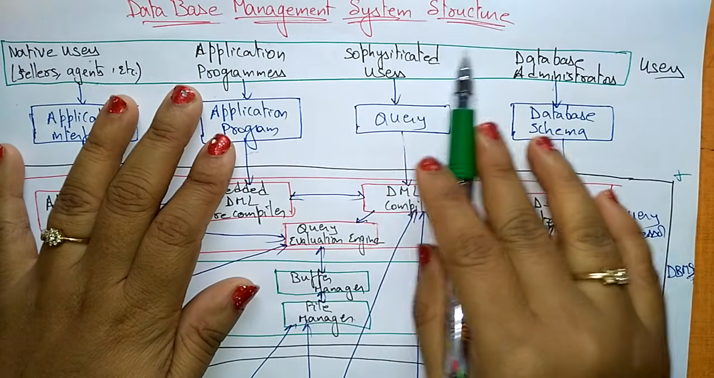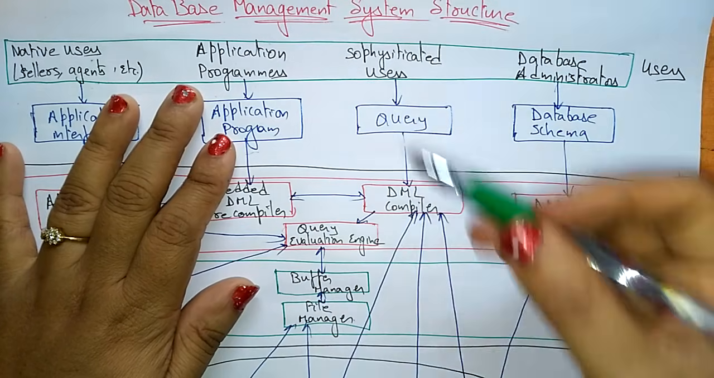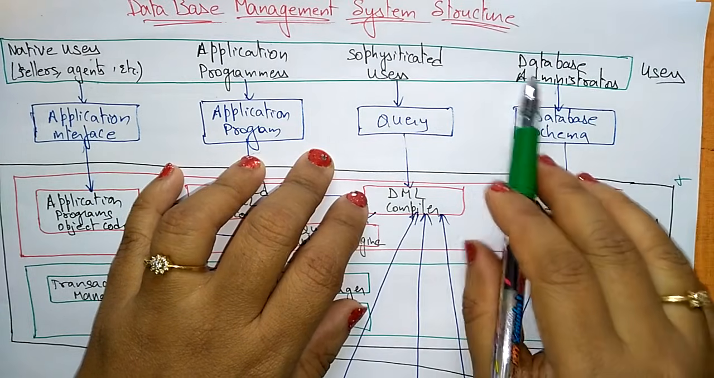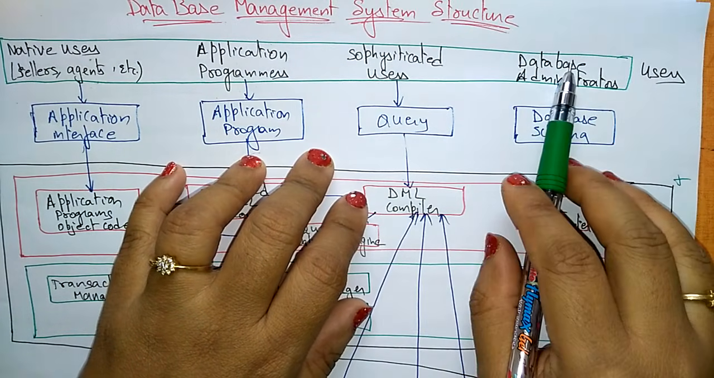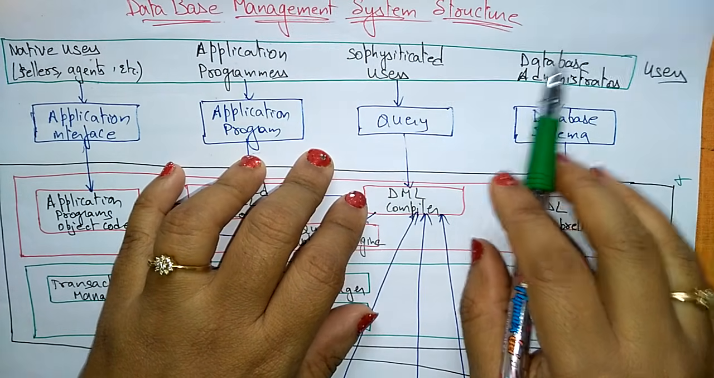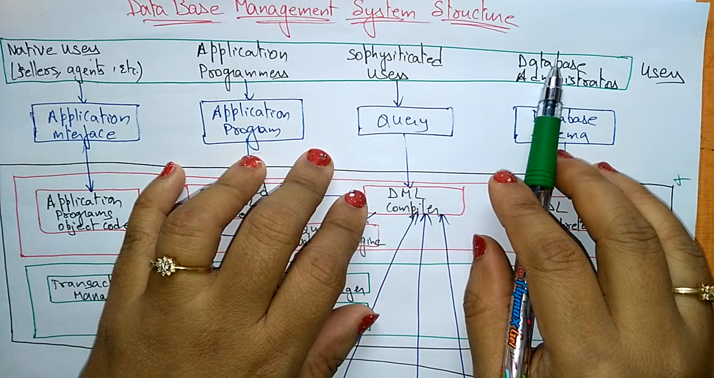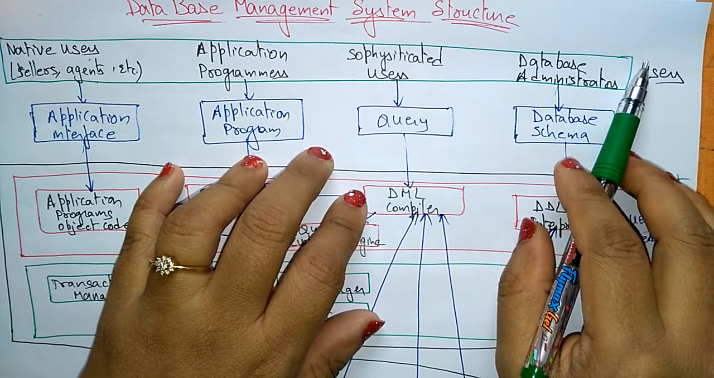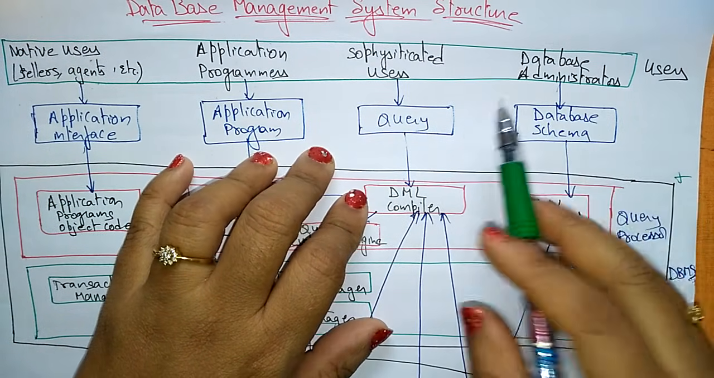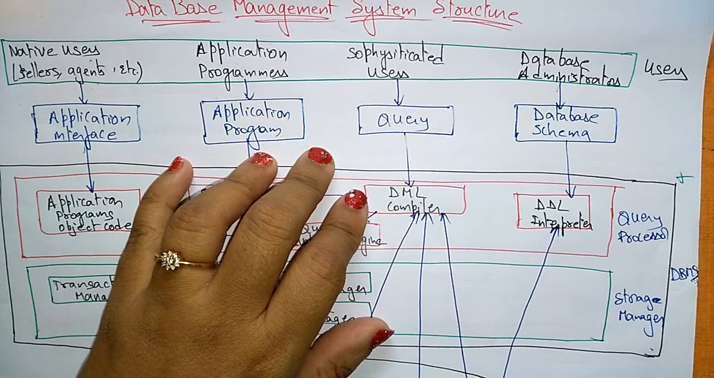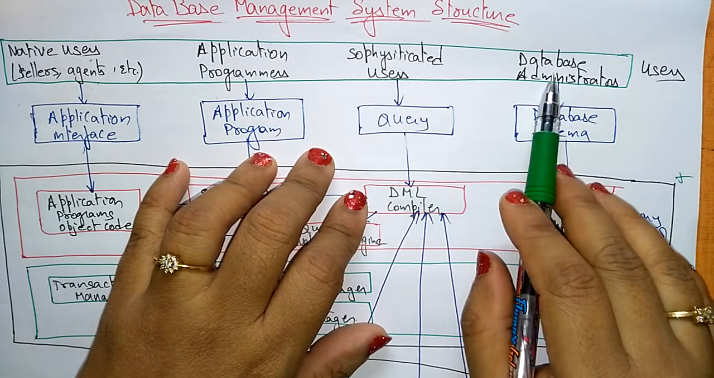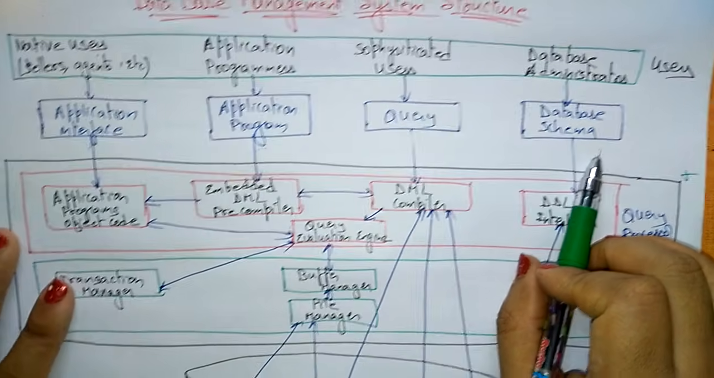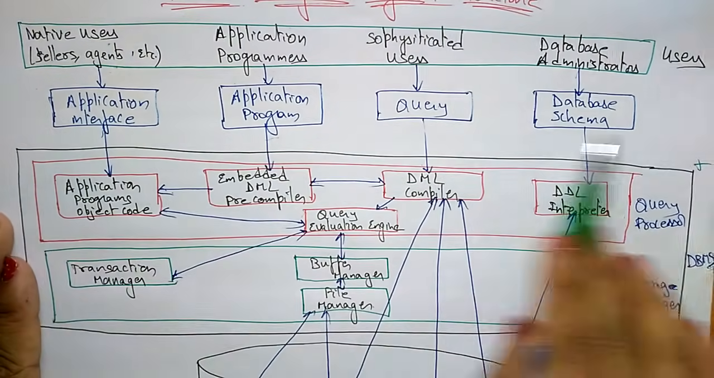Sophisticated users will directly communicate with the database with the help of queries. And the database administrator is the only person who maintains the database in an organization. He has the privileges to modify the database and to enter whatever he is able to. He can interact with the database schemas. So this is completely the application layer.